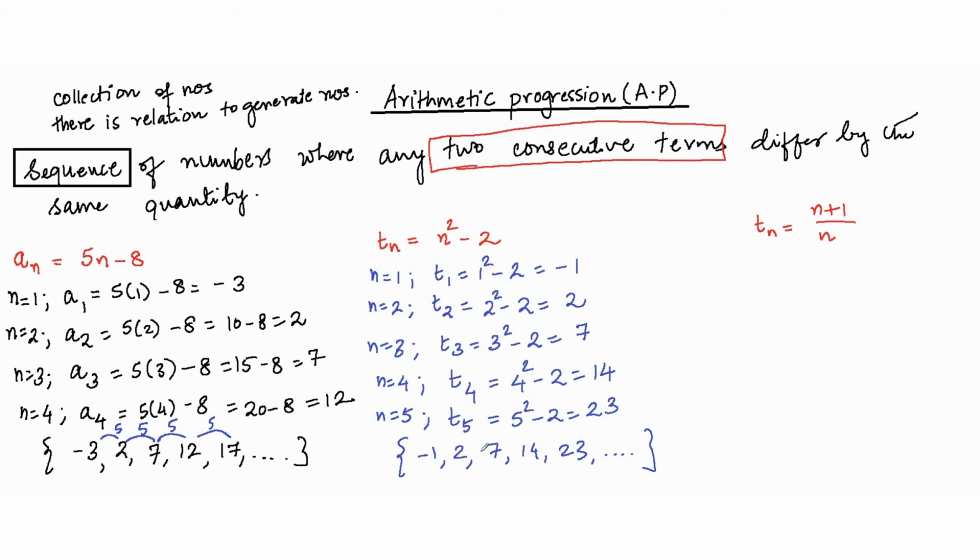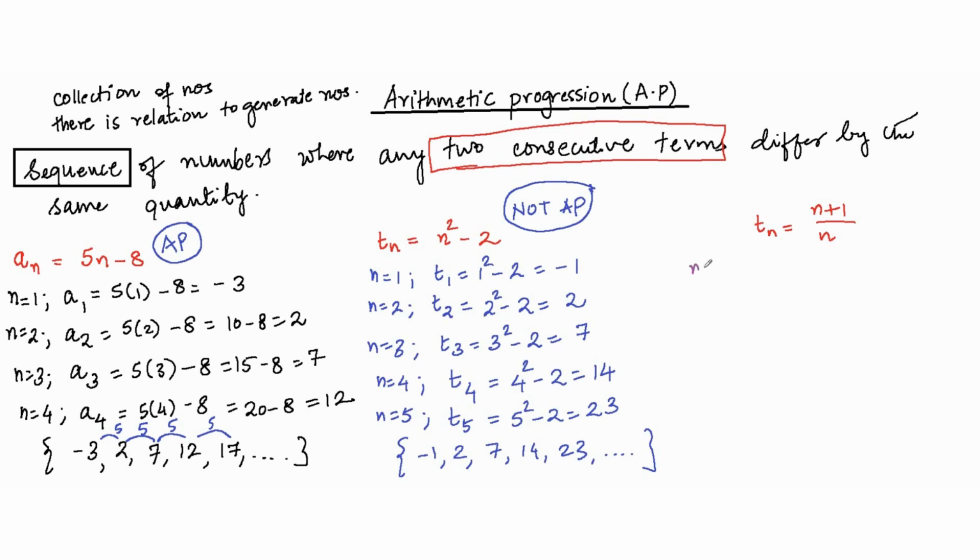Now if you determine the differences, you will note that the differences are not constant. Therefore, definitely it is a sequence, but it does not qualify as an arithmetic progression. Whereas the first sequence that we had, it qualified as an arithmetic progression. Let us now similarly try the third one.